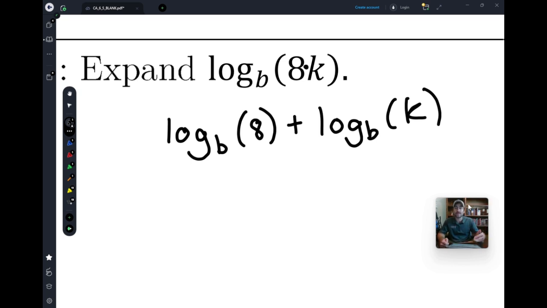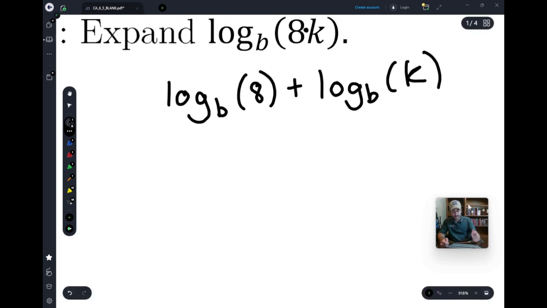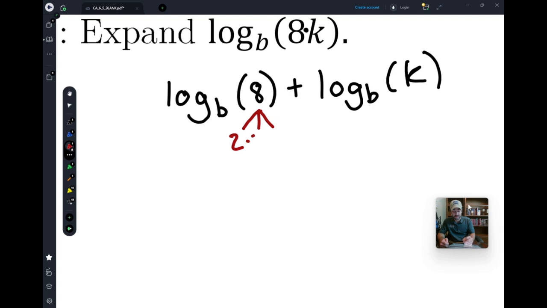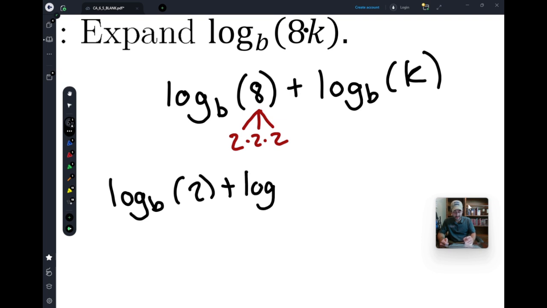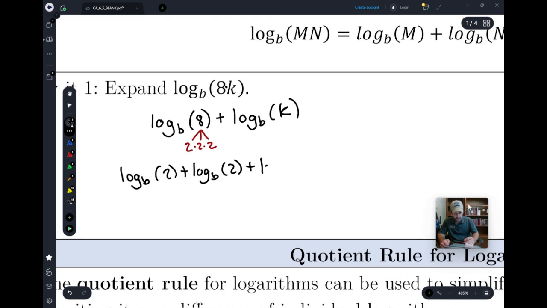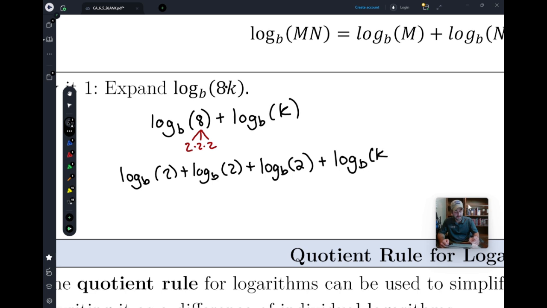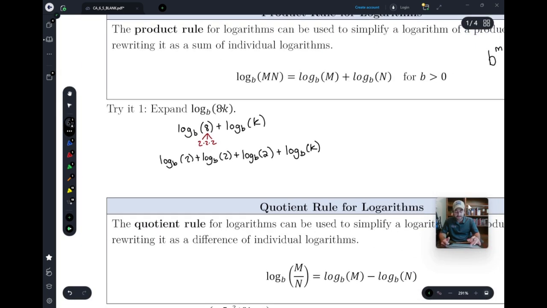is technically 2 times 2 times 2, right? And so what I'm going to do is I'm going to split that 8 up into 3 different addition problems of 2 times 2 times 2, and expand it to log b of 2 plus log b of 2 plus, there's another one, log b of 2 plus, keep that k in there, log b of k. So anytime you see multiplication on the inside, you can expand the log and put addition on the outside.